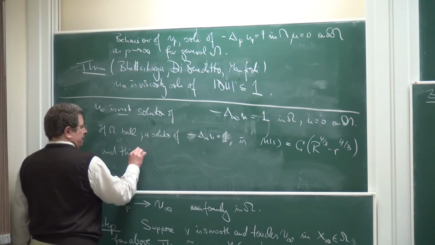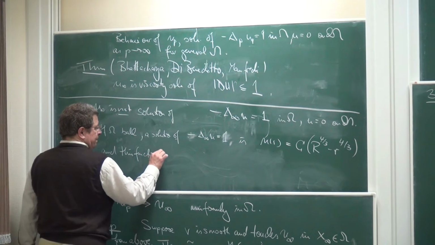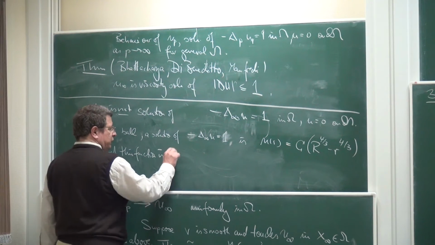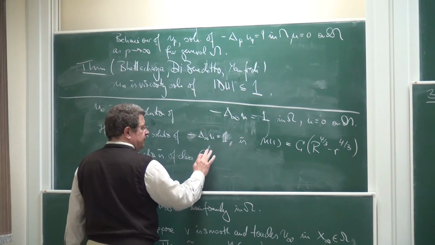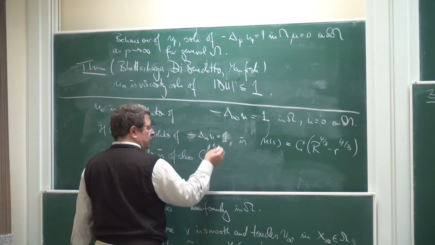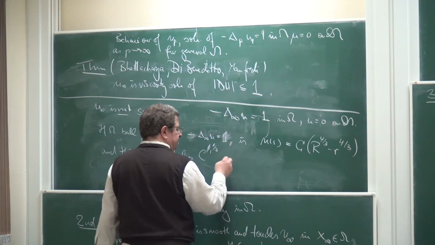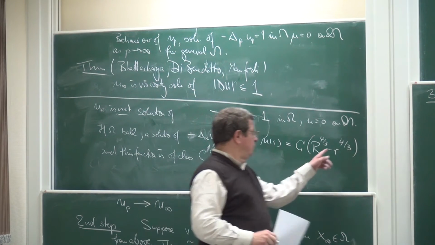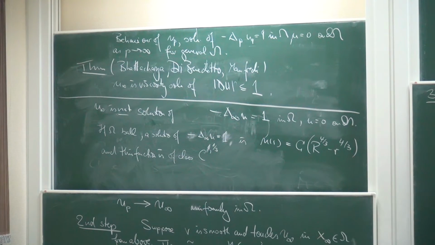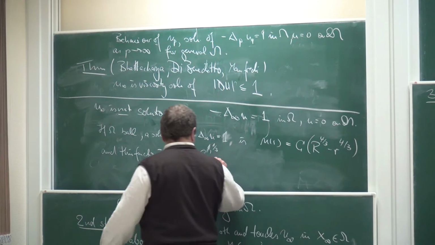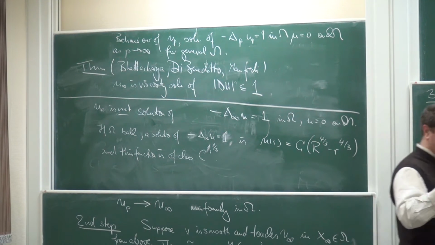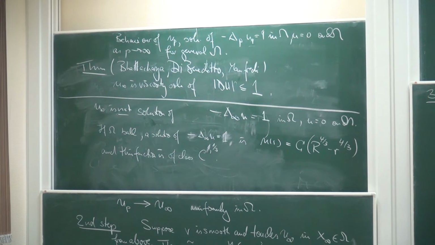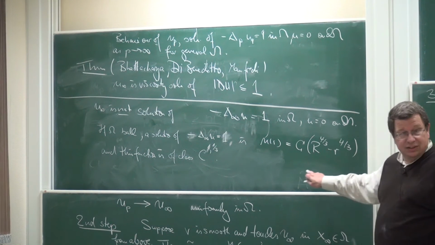And this function is of class C1,1/3. Because when we get close to the origin, this tells us the exponent. It's not a classical solution. Incidentally, the infinity harmonic function x to the 4/3 minus y to the 4/3 also had this class of regularity.